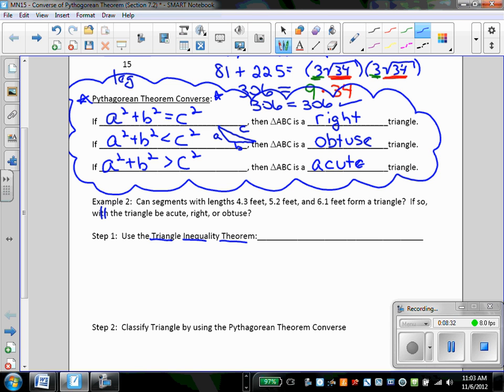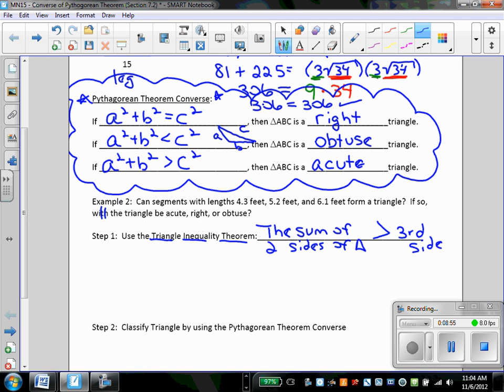So we're going to actually show you, or I'm going to show you how this works. But in the meantime, let me just make sure you realize that the sum of two sides of a triangle has to be greater than the third side. If it's not, you can't make the triangle work.